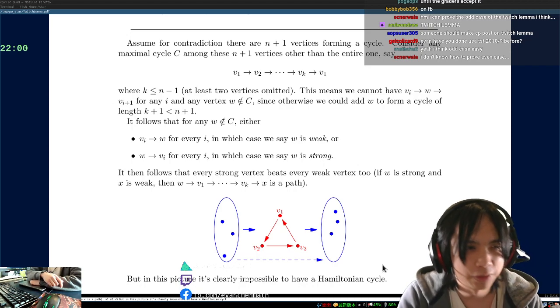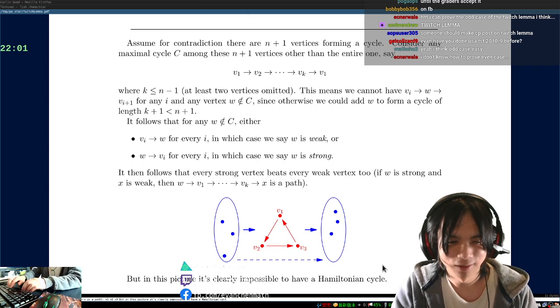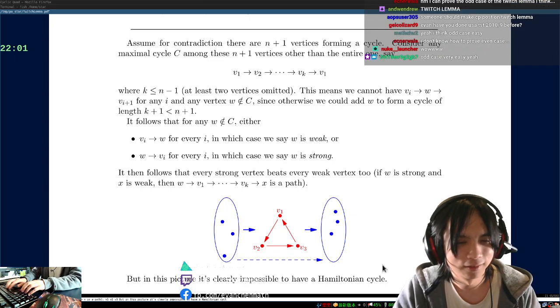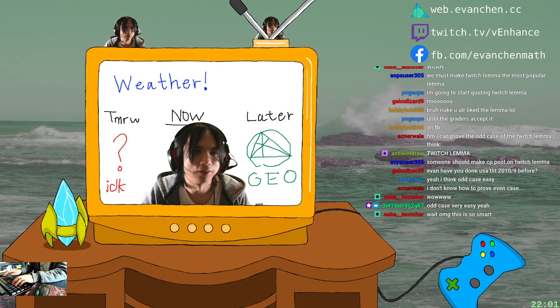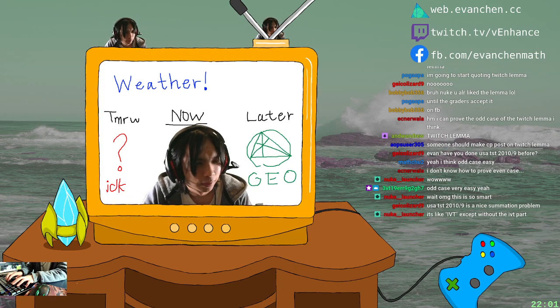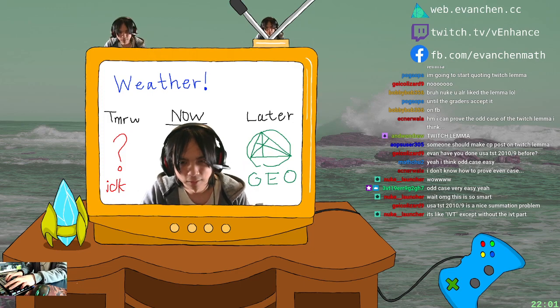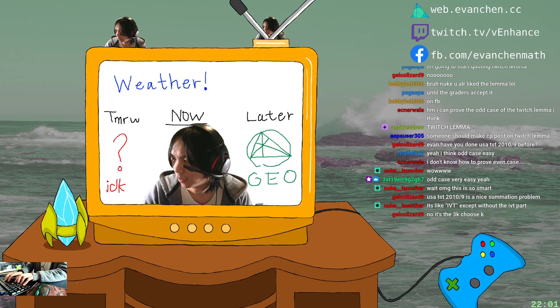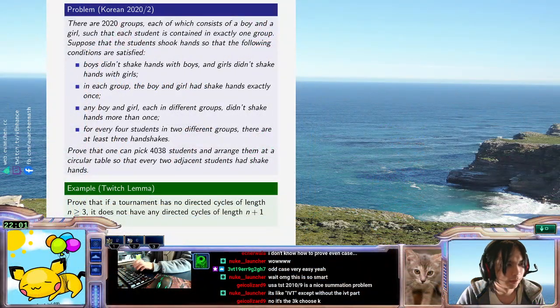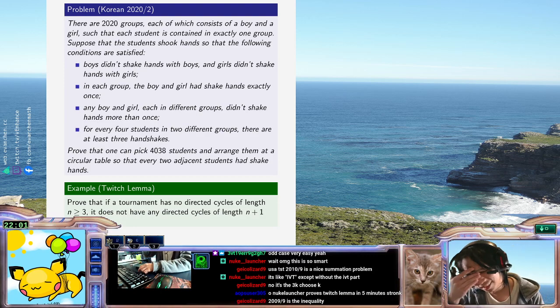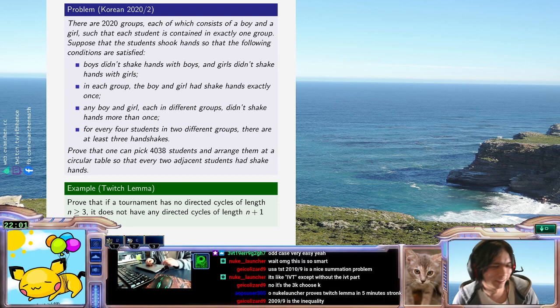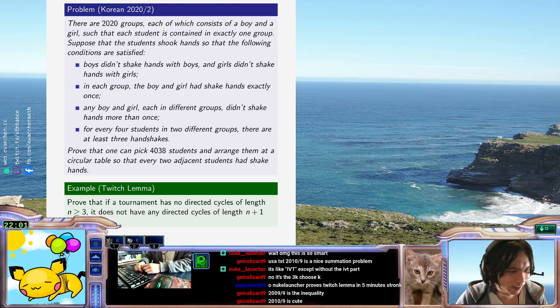Have you done TST 2010-9? Is that the inequality? Oh no, it's the 3K choose K. Yeah, I've done that one. Wow. Oh man, that's so funny. Yeah, there's a 2020 cycle, there's a 2019 cycle, so now you're fine.